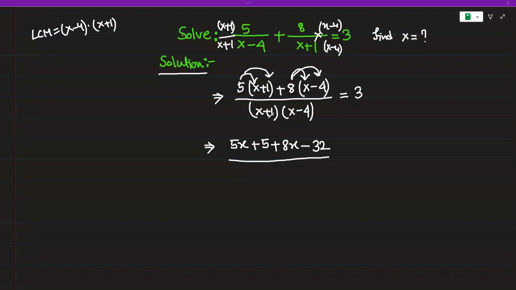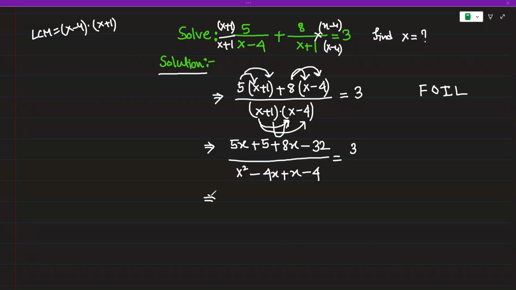Now we multiply x plus 1 times x minus 4. We're using the FOIL method, which is first, outer, inner, last. So first, we multiply x times x, which is x squared, and then x times minus 4, which is minus 4x, plus 1 times x, which is x, and 1 times negative 4 equals negative 4, equal to 3.